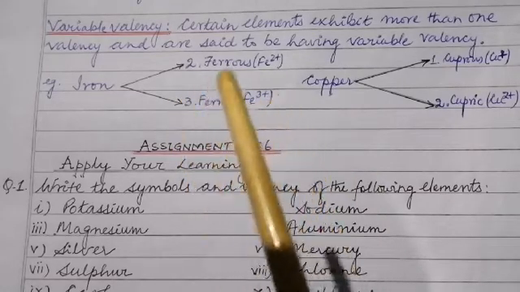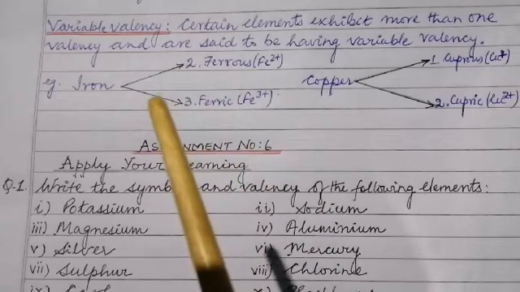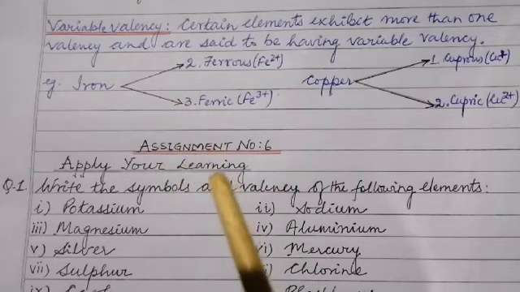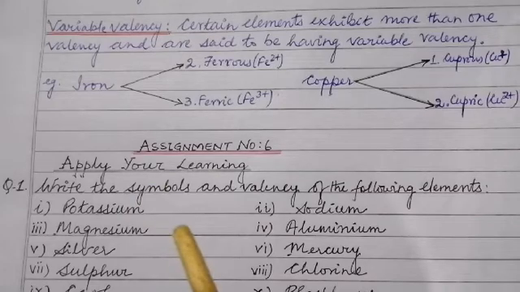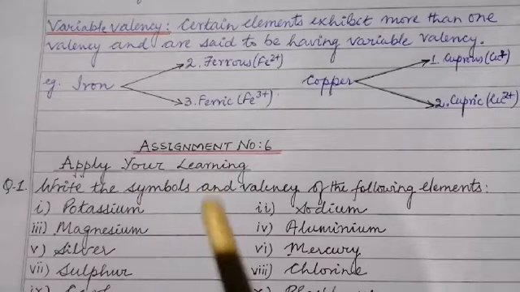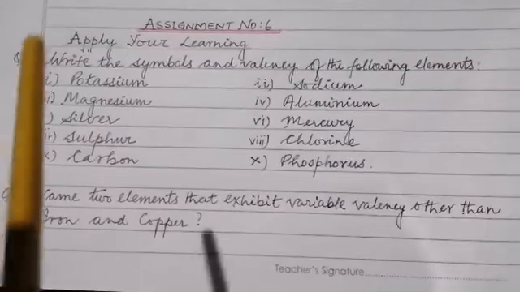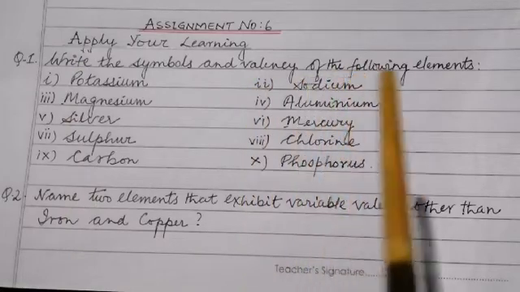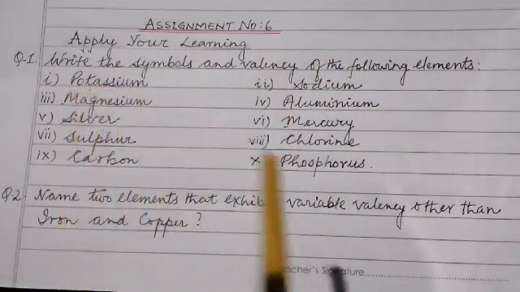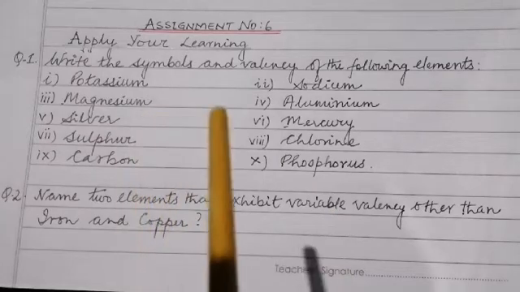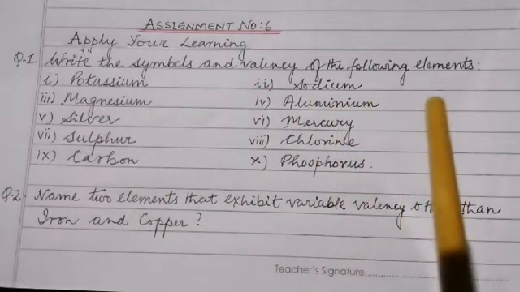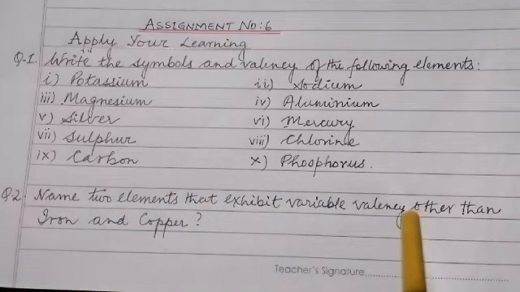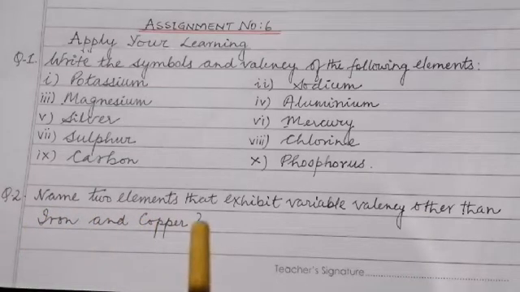Now, whatever you have learnt in class 7 as well as class 8, please apply your learning and answer the questions that are given below. These are the questions that I have given. Write the symbols and valency of the following elements. I have given you 10 elements. You are supposed to write the symbols and the valency neatly and correctly. Question number 2, name 2 elements that exhibit variable valency other than iron and copper.